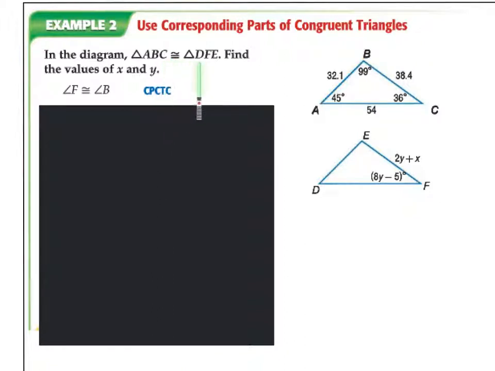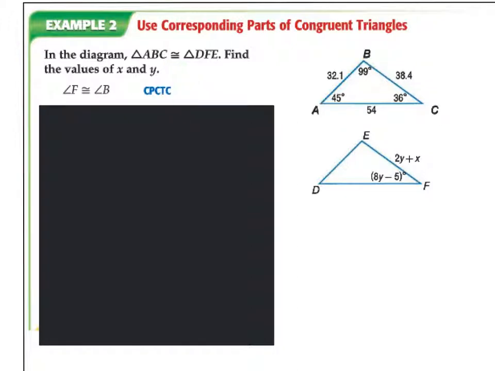This is a shortcut for corresponding parts of congruent triangles are congruent. Since these are congruent triangles, all of their corresponding parts, corresponding means the middle one and the middle one, the first one and the first one, are congruent, which means the same. So since B and F are in the middle positions, this B is 99 degrees, this F is also 99 degrees. Now it doesn't really look like it, does it? But they drew it distorted to make sure that you followed this rule.